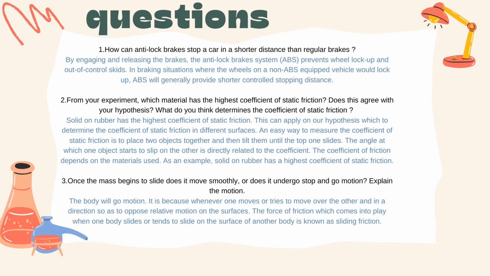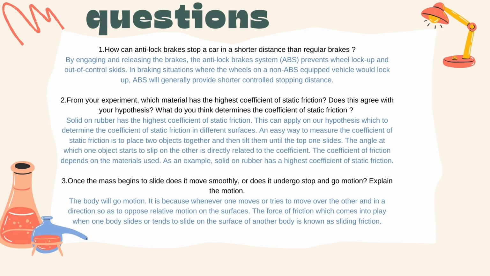Next are the questions of experiment 4. First of all, how can anti-lock brakes stop a car in a shorter distance than regular brakes? The answer is by engaging and releasing the brakes. The anti-lock brake system, or ABS, prevents wheel lock-up and out-of-control skids. In braking situations where the wheels of a non-ABS equipped vehicle will lock up, ABS will generally provide a shorter controlled stopping distance.